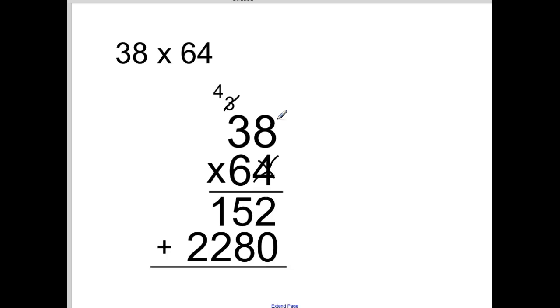Now I'm going to add them together. 2 plus 0 is 2, 8 plus 5 is 13, bring over the 1. 2 plus 1 is 4, and then bring down the 2 and put in my comma. 2,432.